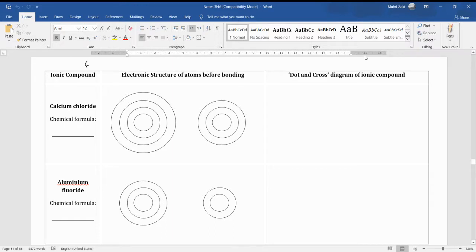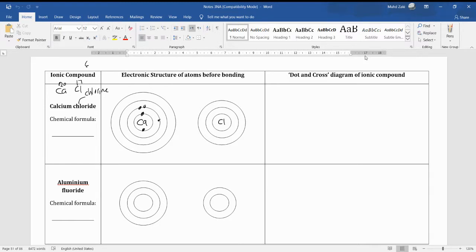Okay, calcium chloride contains calcium atom and chlorine atom. Sorry, chloride is the ion of chlorine. So calcium, from the periodic table, the atomic number is 20. Chlorine, the atomic number is 17. So check the periodic table. So calcium has 20 electrons.